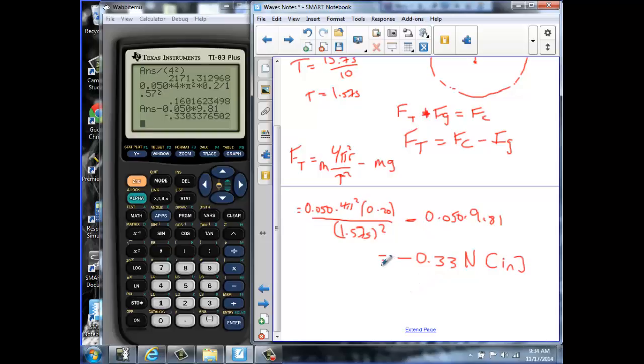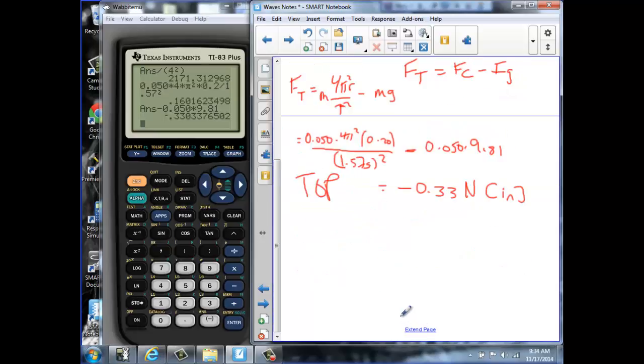Okay, what happens when we add them? Because the other example was when it's at the top. At the bottom, really the only difference is that the force of tension is equal to, I'll rewrite it again, 4 pi squared times 0.20 over 1.57 squared. And now we add gravity.